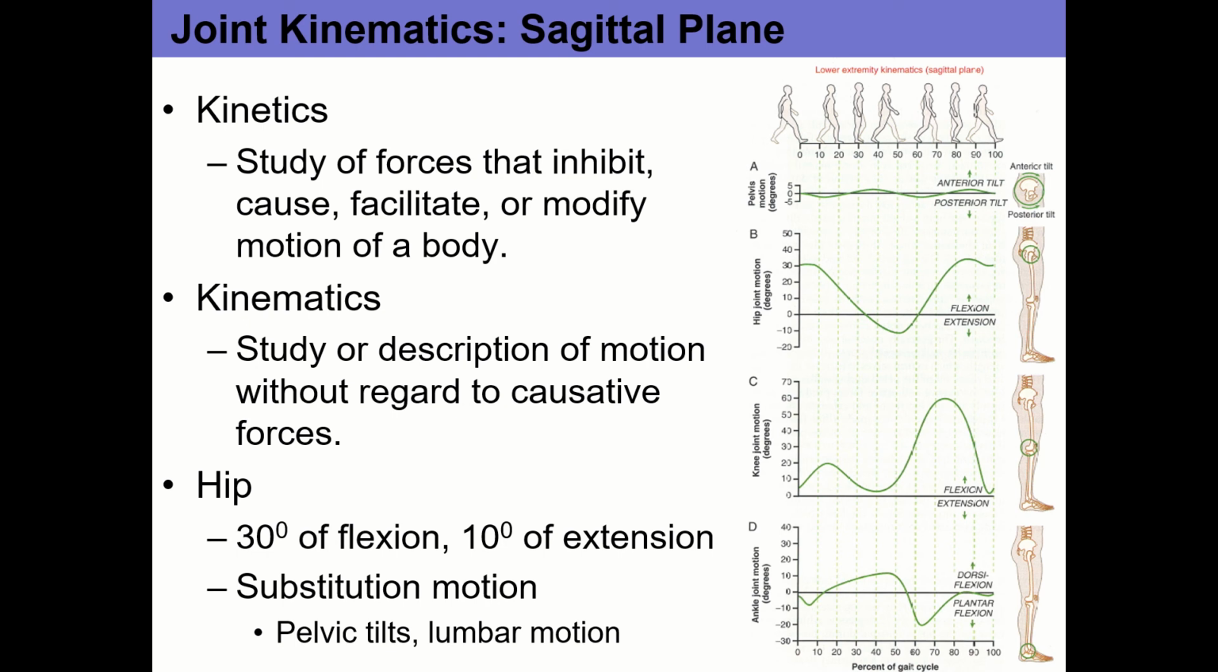So if somebody can't extend the hip, what they can do is a variety of substitution motions. And so basically what substitution motion is, if I can't get motion at the hip joint, I'll get it somewhere else to try to have a fairly normal gait. And so the most common ones in the hip are, if I can't push off, what I'm going to do is actually move my pelvis. So rather than moving at the acetabulo-femoral joint, I'll move the pelvis forwards or backwards.